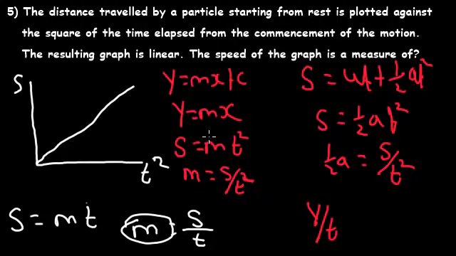So if the distance is plotted against the square of the time, the speed of the graph will be a measure of half of the acceleration. I hope this is helpful and understandable. I hope you find it straightforward.